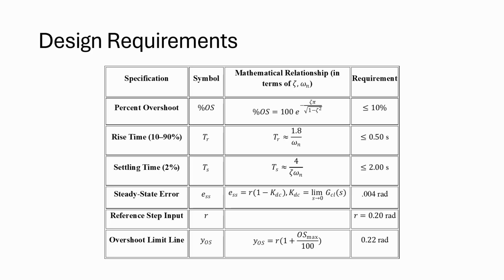a reference step input of 0.2 radians, and this is adjusted later to show the effect that adjusting the reference step has on the equation. And then an overshoot limit line, for 10% in this case, is 0.22 radians. So that's what was looked at for this analysis, but that was adjusted later.